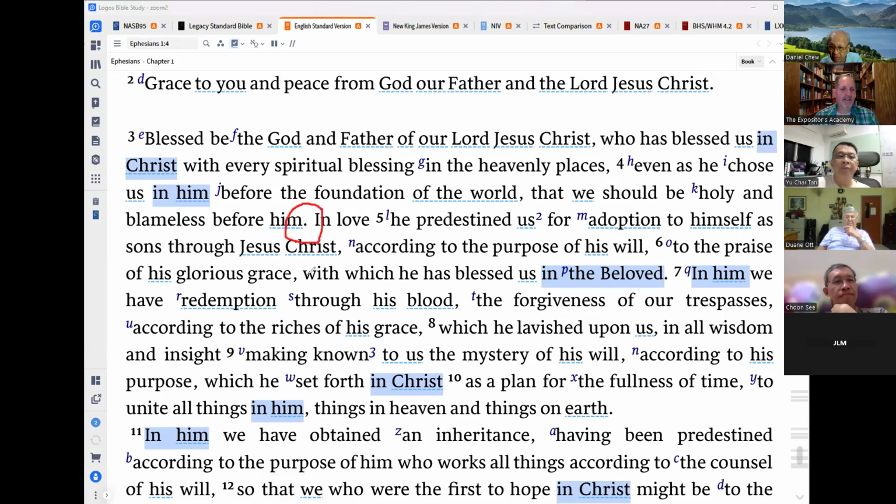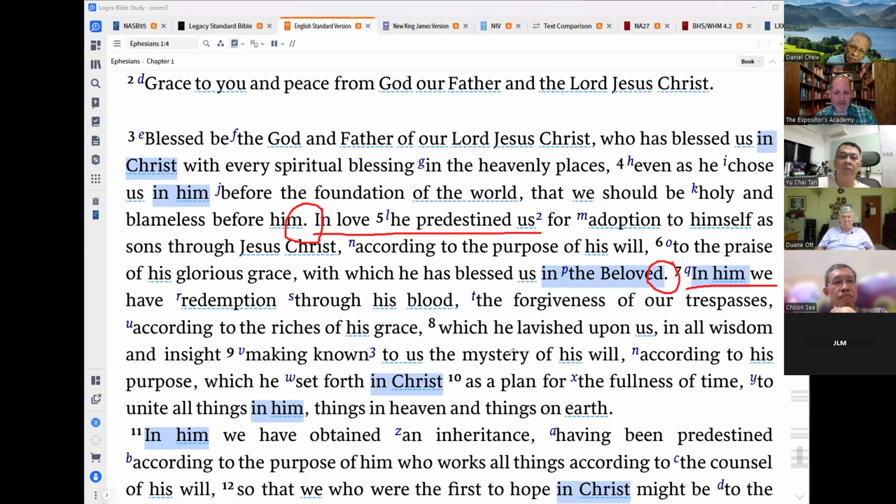So the translation ends the sentence here, starts a new one. In love, he predestined us for adoption. And that keeps going until the end of verse 6. He blessed us in the beloved. Notice there's a period there. It starts another sentence in him.